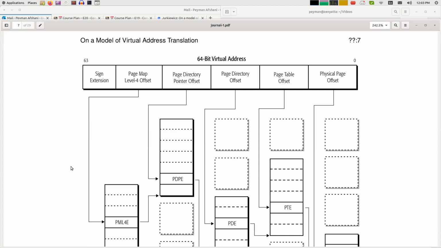Imagine you want to translate an address. Okay, so let's say you want to access a memory location, say AI. And this memory location has address 000, so let's say all zeros. Let's forget about this sign extension. This is specific to 64-bit architectures. So you have an address that is all zeros, and you want to know where I can find this location in the physical memory. So this address 0 is actually a virtual address, and we want to get the physical location.